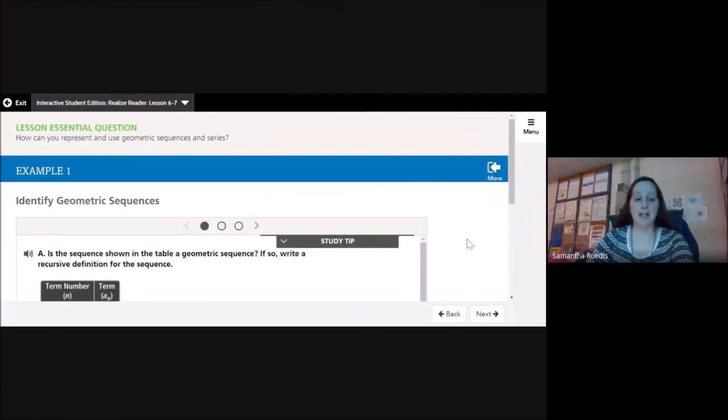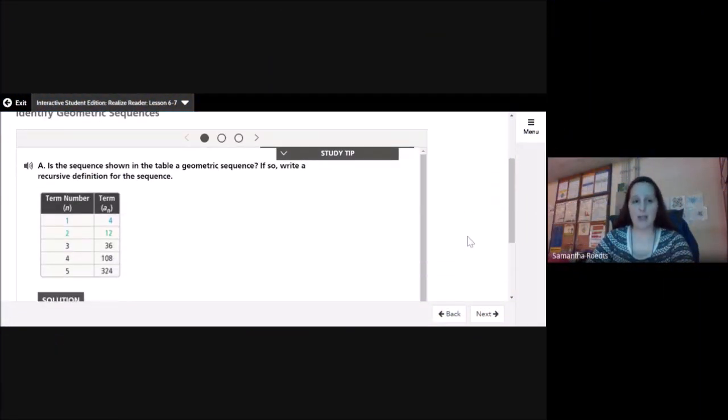All right, example 1, identify geometric sequences. A, is the sequence shown in the table a geometric sequence? If so, write a recursive definition for the sequence. So way back a couple of chapters ago, we talked about arithmetic sequences. So arithmetic, we added or we subtracted. For geometric, we're going to be multiplying or dividing by the same number.